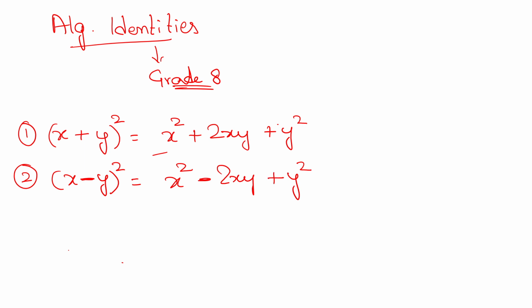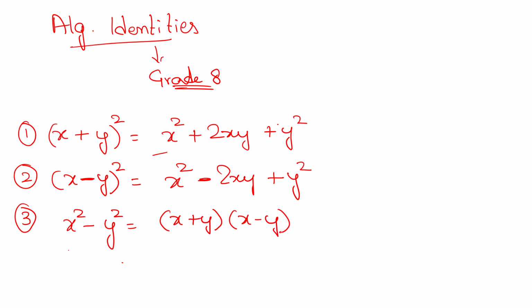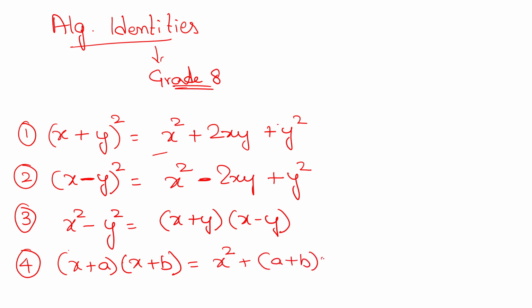Now the third one is x square minus y square, which is x plus y times x minus y. And the fourth one is, if you have any two expressions in the form x plus a into x plus b, it is x square plus a plus b times x plus ab.